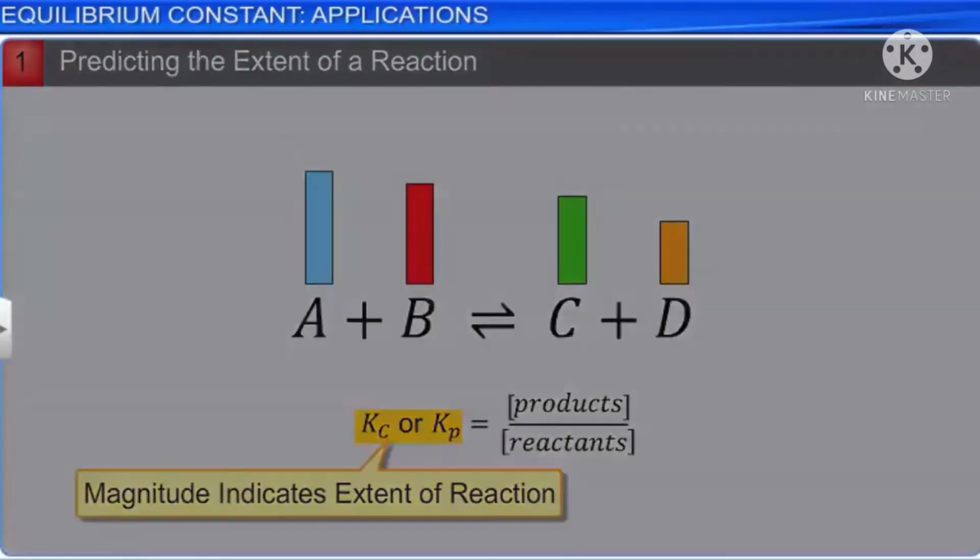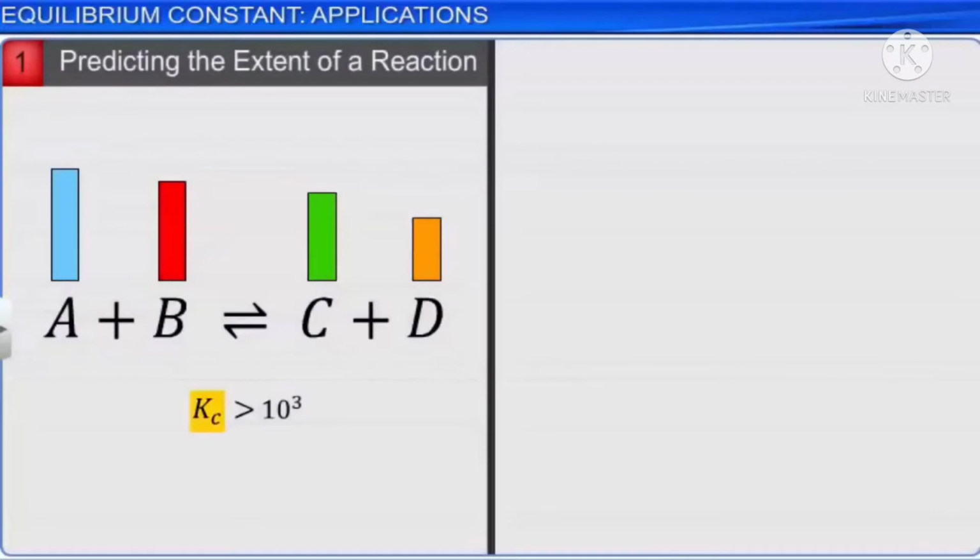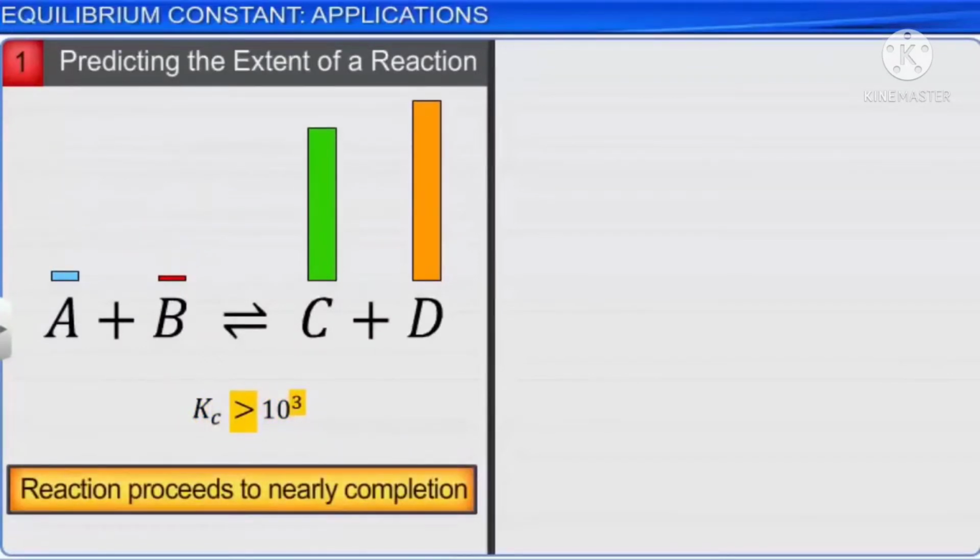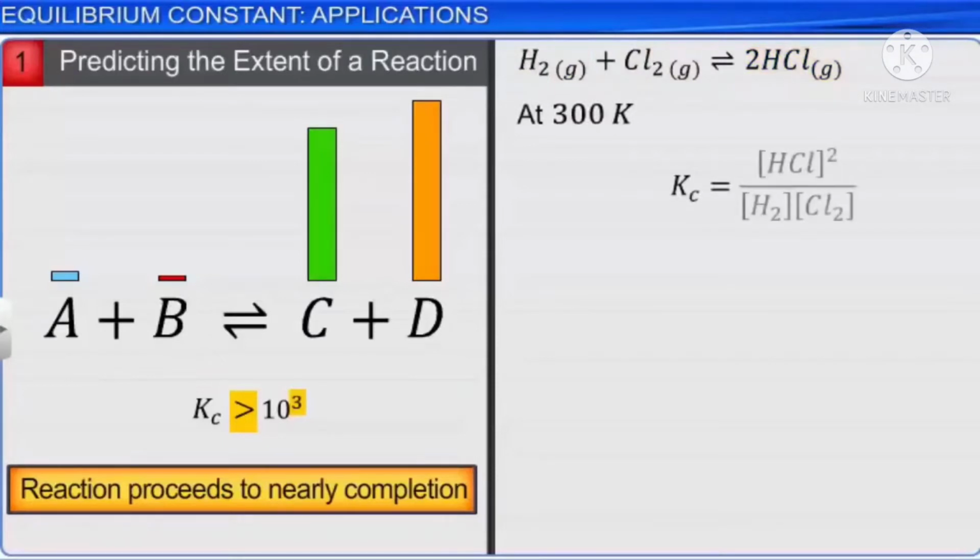If the numerical value of the equilibrium constant is greater than 10^3, it means that the reaction nearly proceeds to completion and that the equilibrium concentration of the products is large. For example, the equilibrium constant for the gaseous reaction between hydrogen and chlorine to form hydrogen chloride at 300 Kelvin has a very large value of 4 × 10^31.